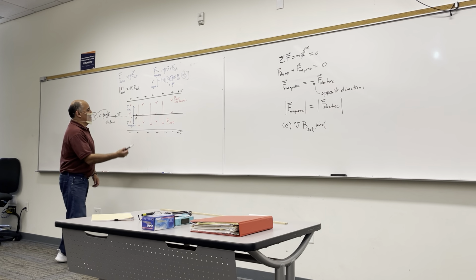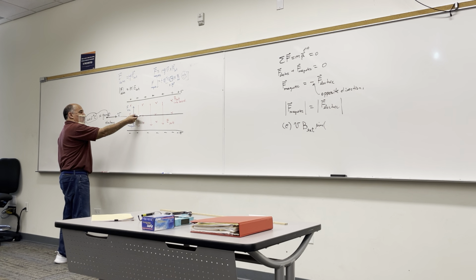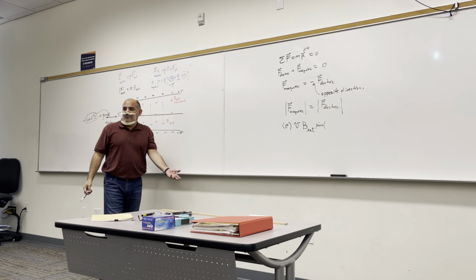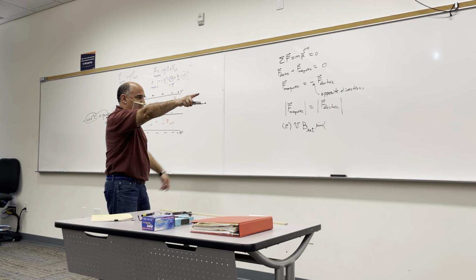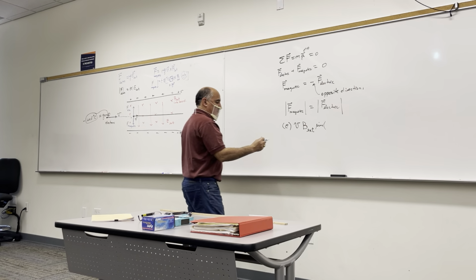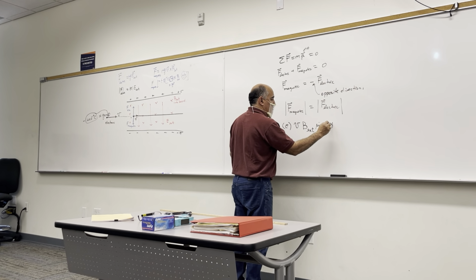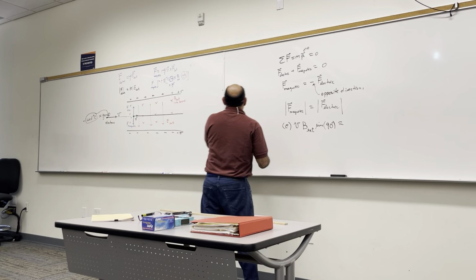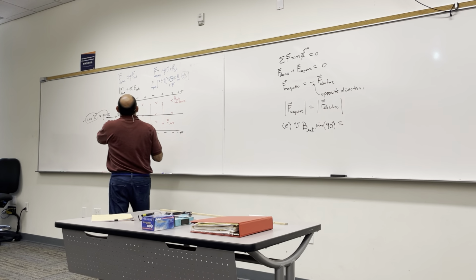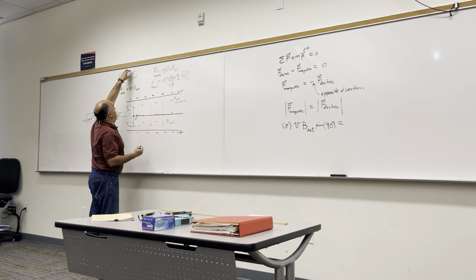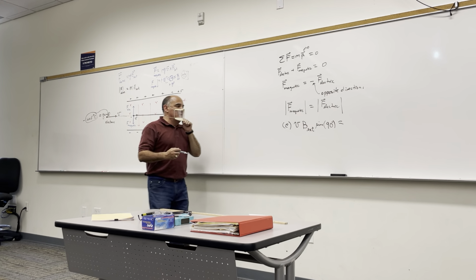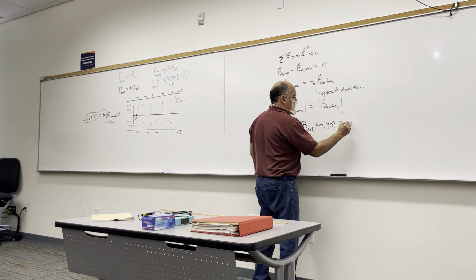Now, which way is the velocity vector pointing? To the right. Which way did we say the magnetic field is pointing? Into. So what is the angle between the velocity vector to the right and the magnetic field into? 90 degrees. And what is the magnitude of the electrical force? It will be the magnitude of the charge, which is E, times the magnitude of the electric field, which is E external.